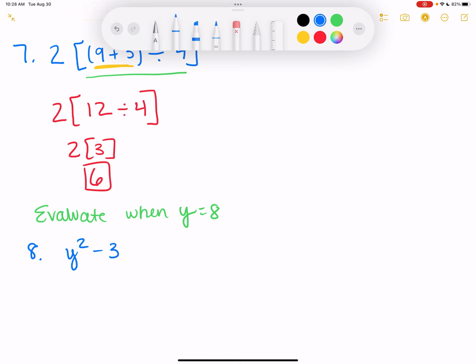All right, so with this one, now we're going to replace y with the number 8. I think that was kind of what we did in 1.1 as well. It was replacing the numbers. So we're going to put 8 in here. So I'm going to have 8 raised to the second power minus 3. So then 8 times 8 is 64 minus 3, and then that's going to be 61.